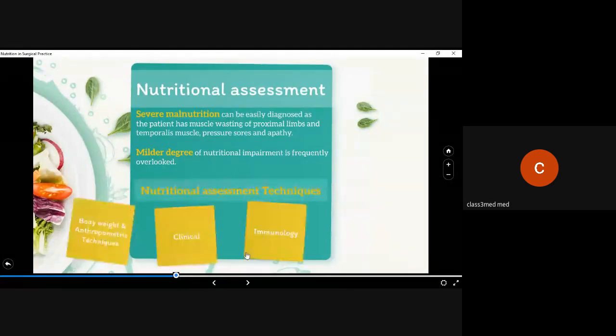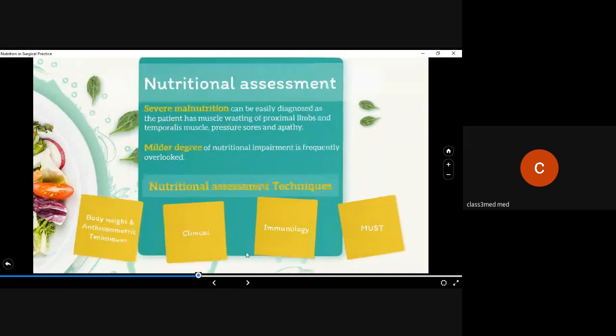So, how could we assess the patient from the nutritional point of view? This is called nutritional assessment technique. We have three or four types of techniques. Three main ones and one recent technique added, called MUST, M-U-S-T. The first one is body weight and anthropometric technique. So body weight is very important.